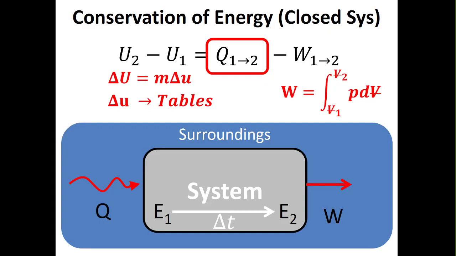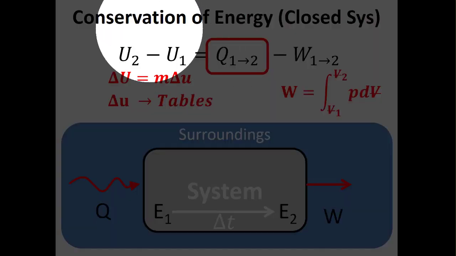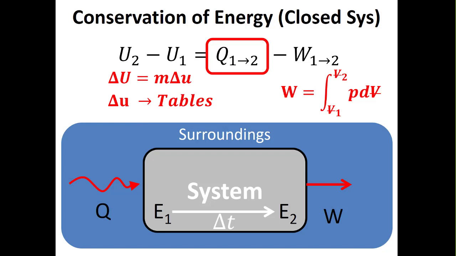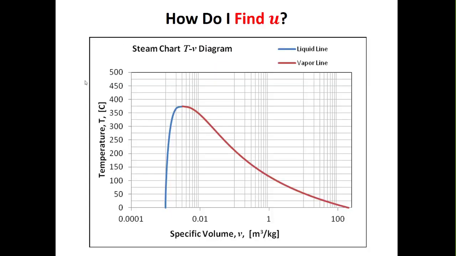So that's basically what we'll be doing between now and the first exam. Right now, the problem becomes: how do we find delta U, right? There are lots of different strategies we'll talk about, but we've started to talk about this idea of linear interpolation, particularly with steam, so with water tables or steam tables.